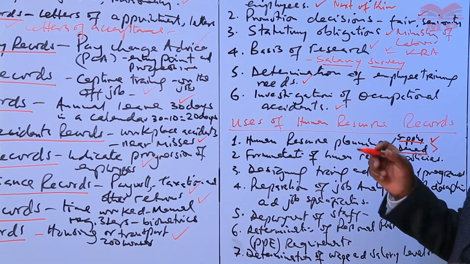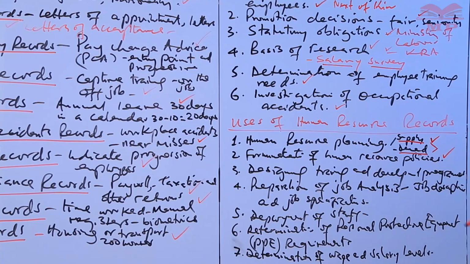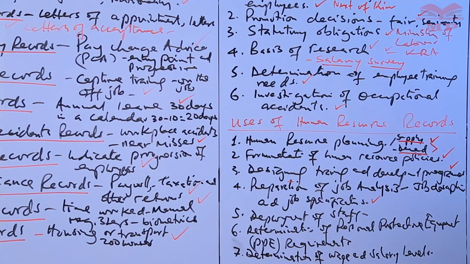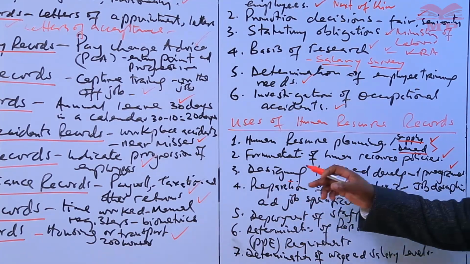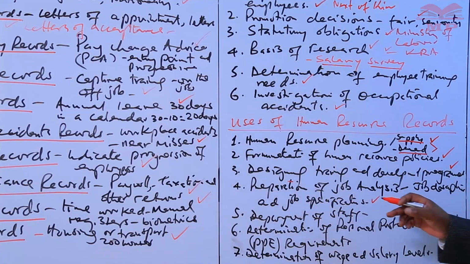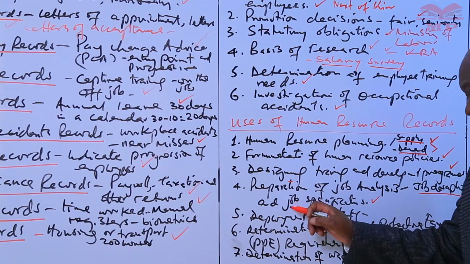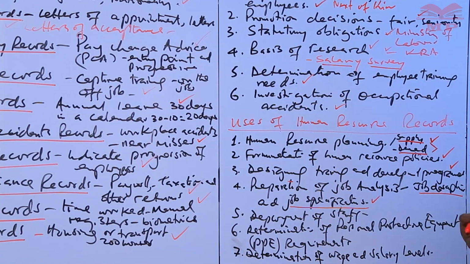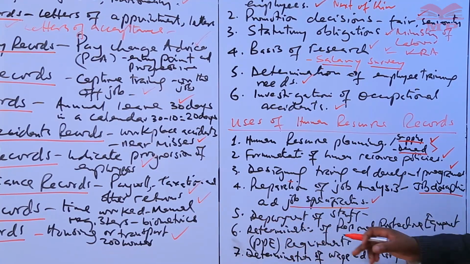Then number 2, human resource records can also be used for formulation of human resource policies. Number 3, they can be used for the designing of training and development programs. So, dear learner, we have continued and said that number 4, human resource records can be used in the area of preparation of job analysis, and job analysis will give you 2 things: job descriptions and job specifications. And number 5, human resource records will give you the aspect of deployment of staff.